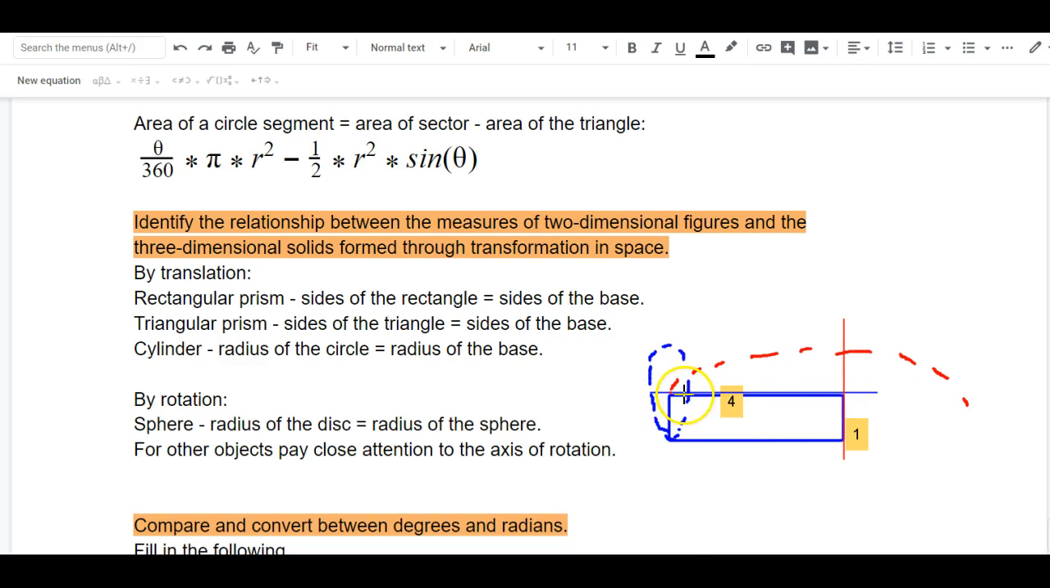So on the test, I know they're going to say something like, rotate this around the x-axis or rotate this around the y-axis. So just be clear what you're rotating around and then look at the dimensions and think, if I'm rotating around, is one of the edges an axis of rotation? If so, then the other edge will be the radius, right? And that's how that will work. Okay, so just kind of keep that in mind.